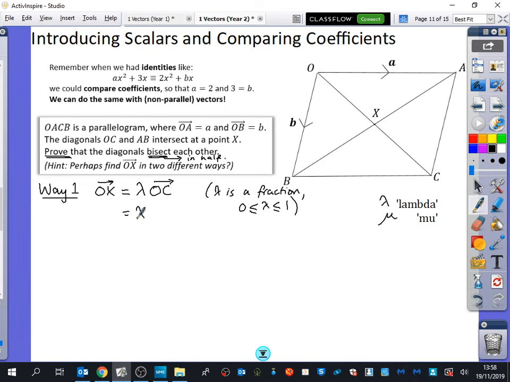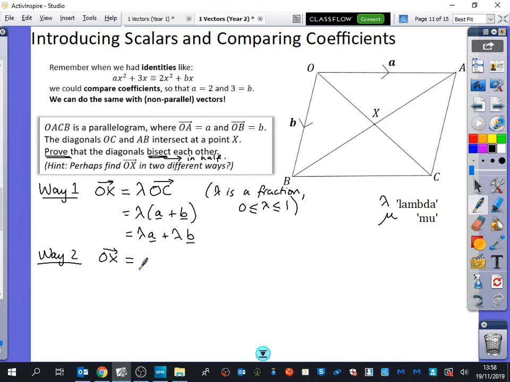But what is OC? Good. It is A plus B. OC, to go from here to here, is A plus B. So that gives us lambda A plus lambda B. That's way number 1. What is way number 2 of getting from O to X? I need to go in a different pathway. Tell me what your pathways are.